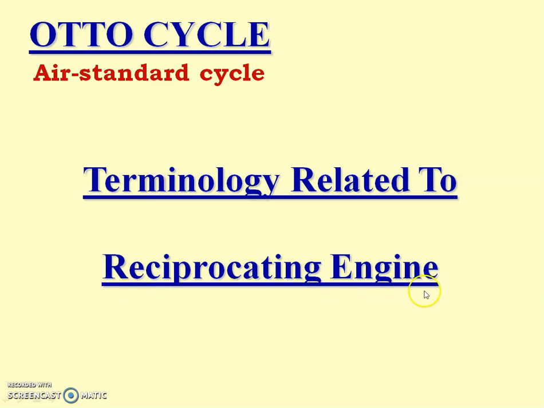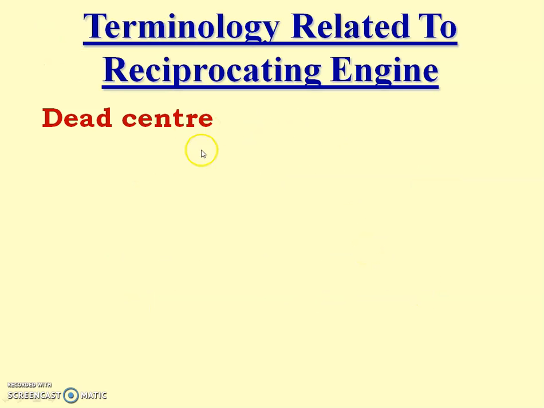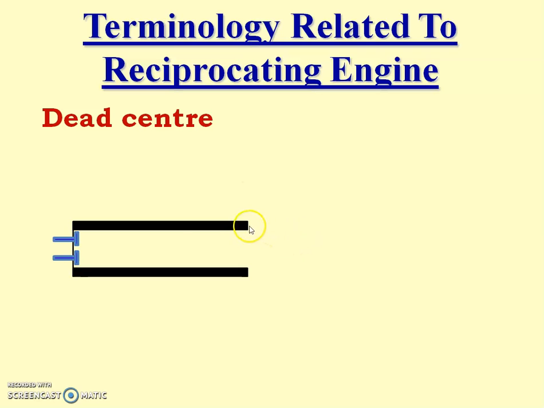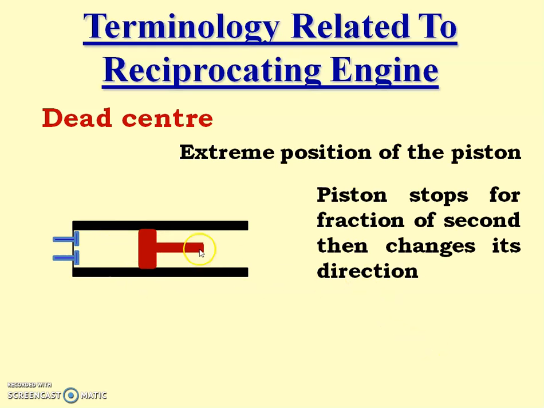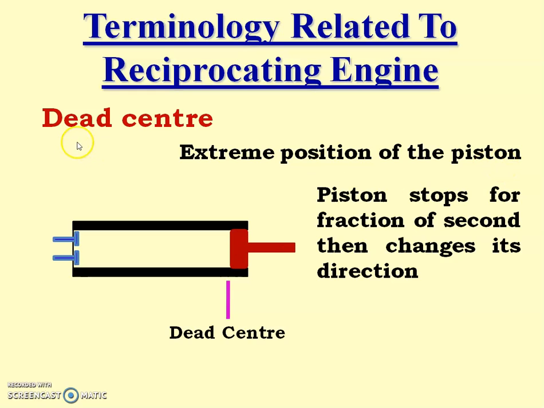Terminology related to the reciprocating engine. Dead center. Now let us see, this one is a cylinder. This one is a cylinder head portion in which inlet and exhaust valve are located. This one is a piston, and we know that piston reciprocates from left hand side to right hand side or right hand side to left hand side. And the extreme position of piston is known as the dead center. At that extreme position, piston stops for a fraction of second and changes its direction. So that is nothing but the dead center.